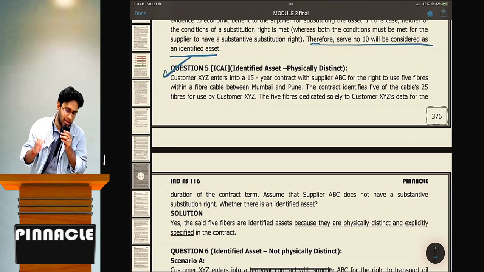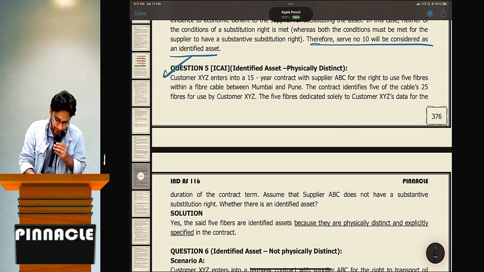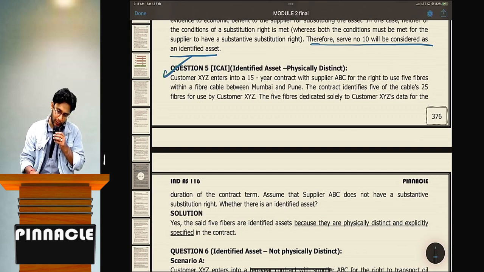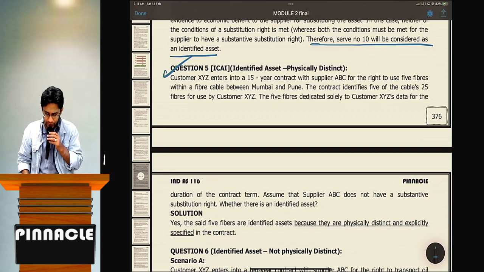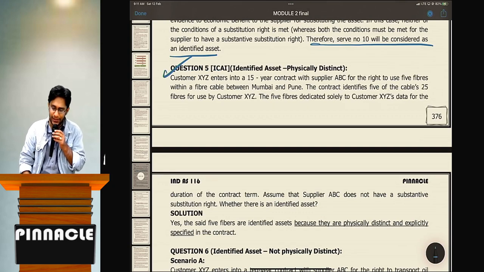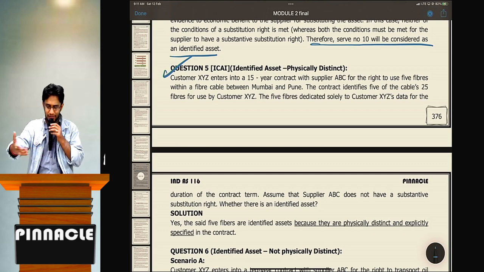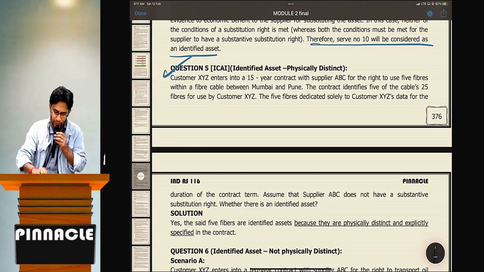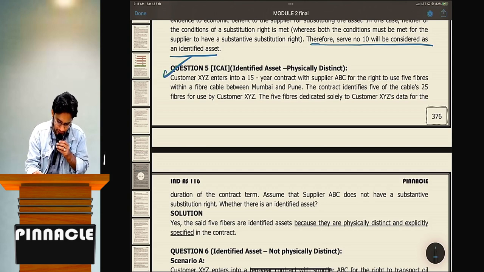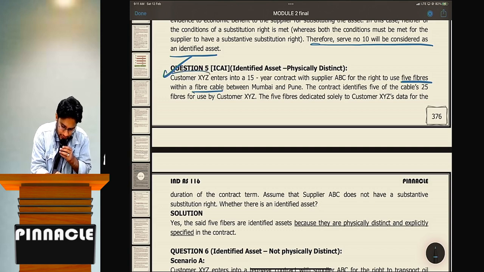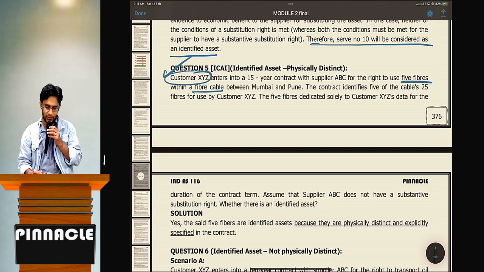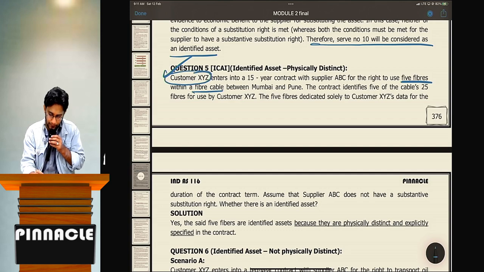Okay, no problem. Customer XYZ enters into a 15 years contract with supplier ABC for the right to use 5 fibers within a fiber cable between Mumbai and Pune. So, fiber cables they use for data transfer, sir. Out of a big fiber cable, 5 cables, who is having a right to use? Customer XYZ between this area Mumbai and Pune.